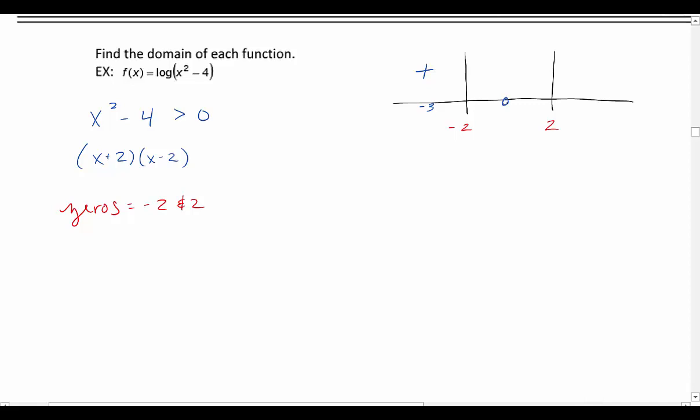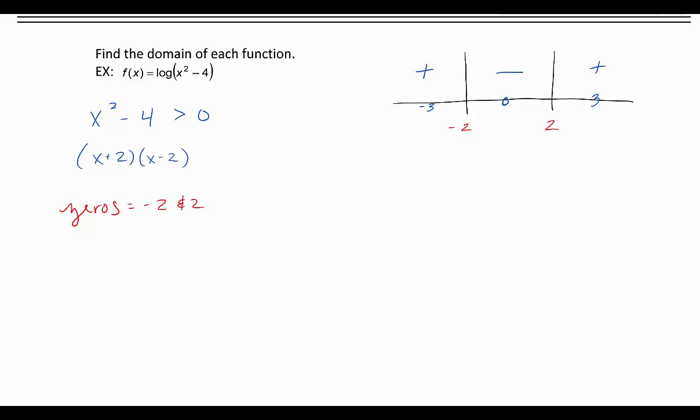Choosing a test point between -2 and 2, I'll choose 0. 0 squared is 0, minus 4 is going to be negative. And then lastly, choosing a number greater than 2, I'll choose 3. 3 squared is 9, minus 4 is 5. So all the numbers greater than 2 are going to give us a positive.